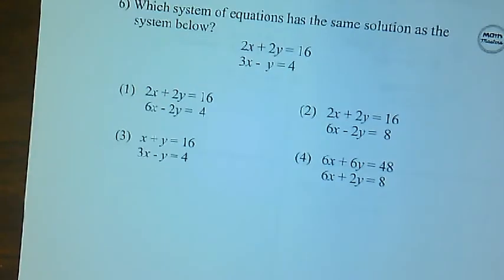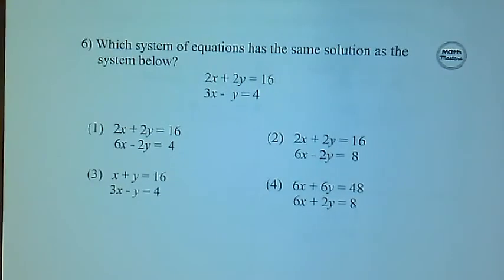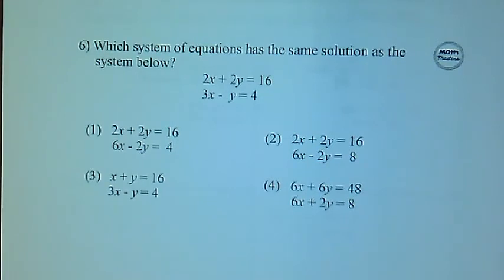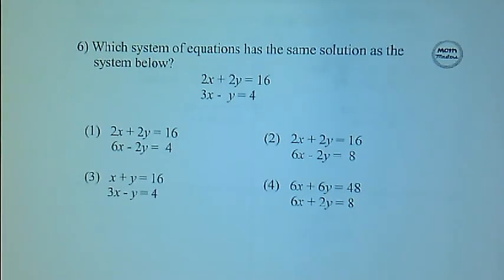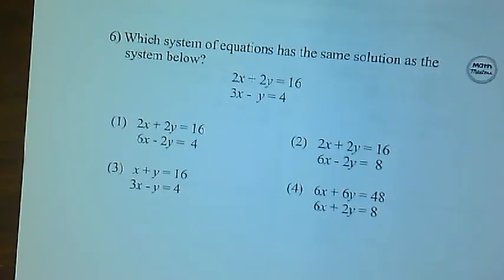Okay. I want to show you guys this multiple choice question. They want to know which of these would have the same solution as the original one. So 2x plus 2y equals 16, and 3x minus y equals 4. I wrote a couple of notes here.